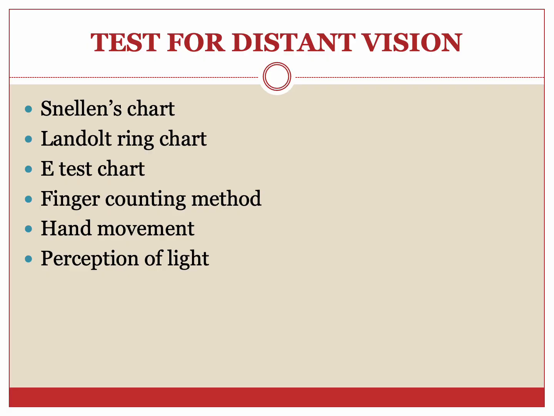Now we have learned about vision and different types of refractive errors of the vision. Now let's learn how to check whether a person has correct, normal vision or not. For that we have different tests for distant vision and for near vision. For distant vision we use these tests or charts: Snellen's chart, Landolt ring chart, E-test chart, finger counting method, hand movement and perception of light.